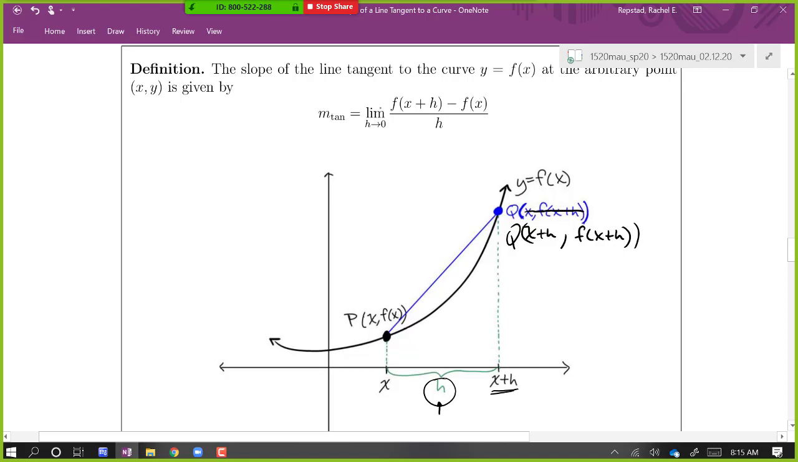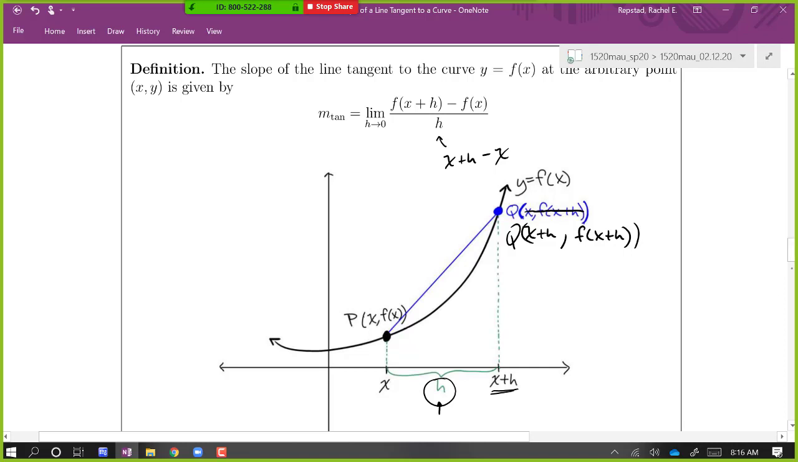On top we have the difference in y's, f of x plus h minus f of x. And on the bottom we just have h, because this is the difference in x's, x plus h minus x. And that just simplifies to h.